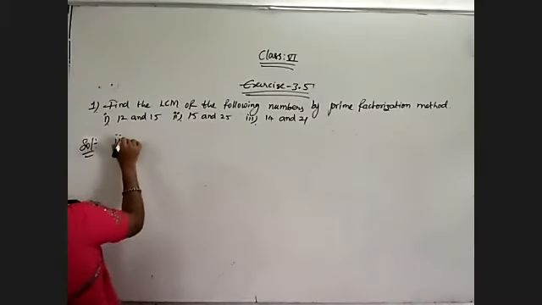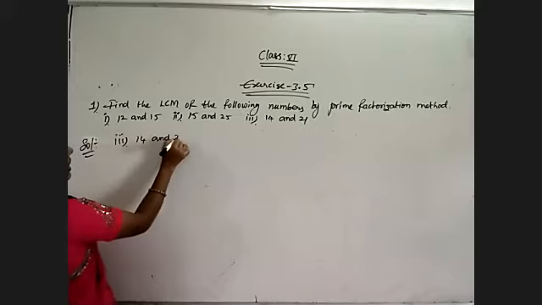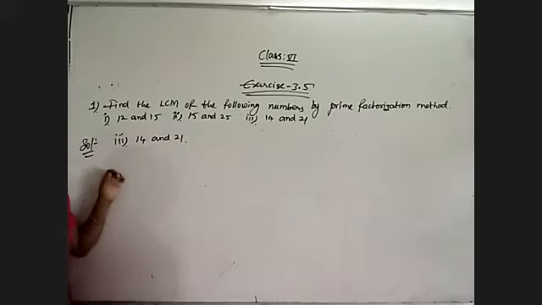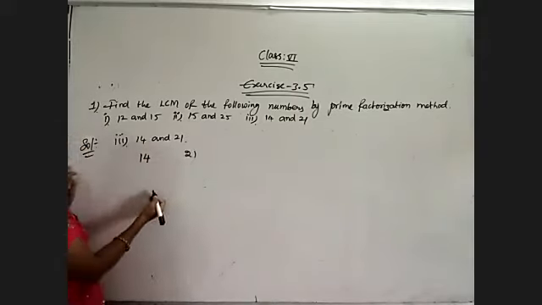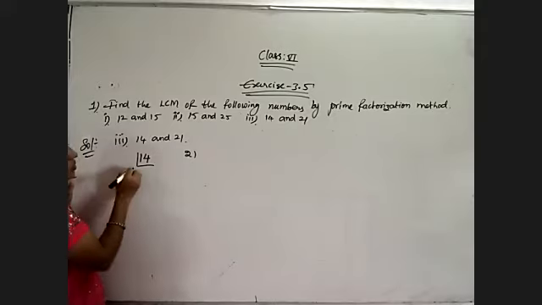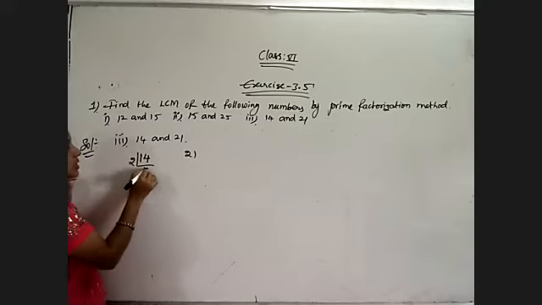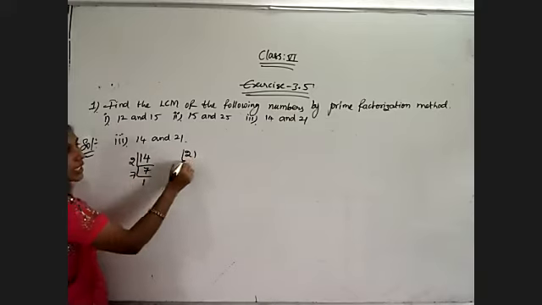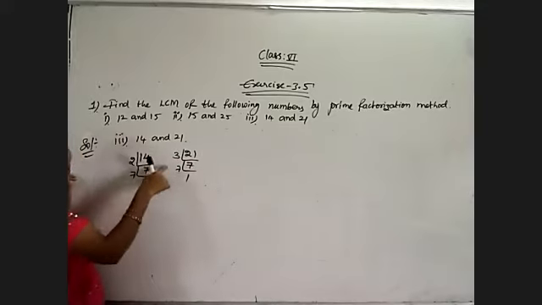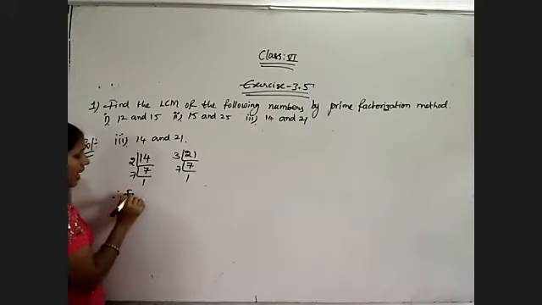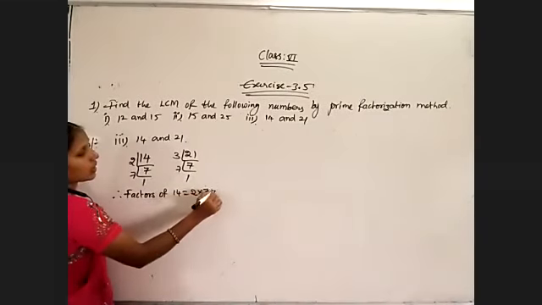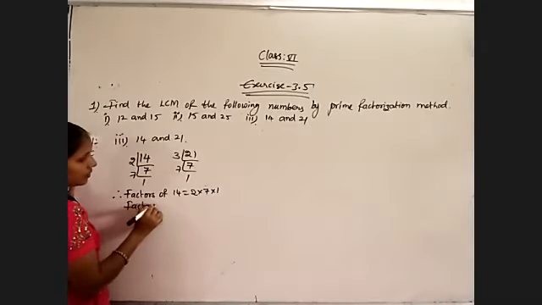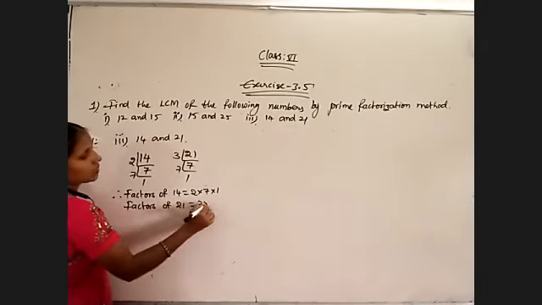So my third question is 14 and 21. Here also they have mentioned the prime factorization method only. So take the numbers separately, 14 and 21, and do their prime factorization. 14 we get in the 2 table, 2 sevens are 14, 7 ones are 7. 21, 3 sevens are 21, 7 ones are 7. 2, 3 and 7 are prime numbers. Therefore, factors of 14 is equal to 2 into 7 into 1, and factors of 21 is equal to 3 into 7 into 1.